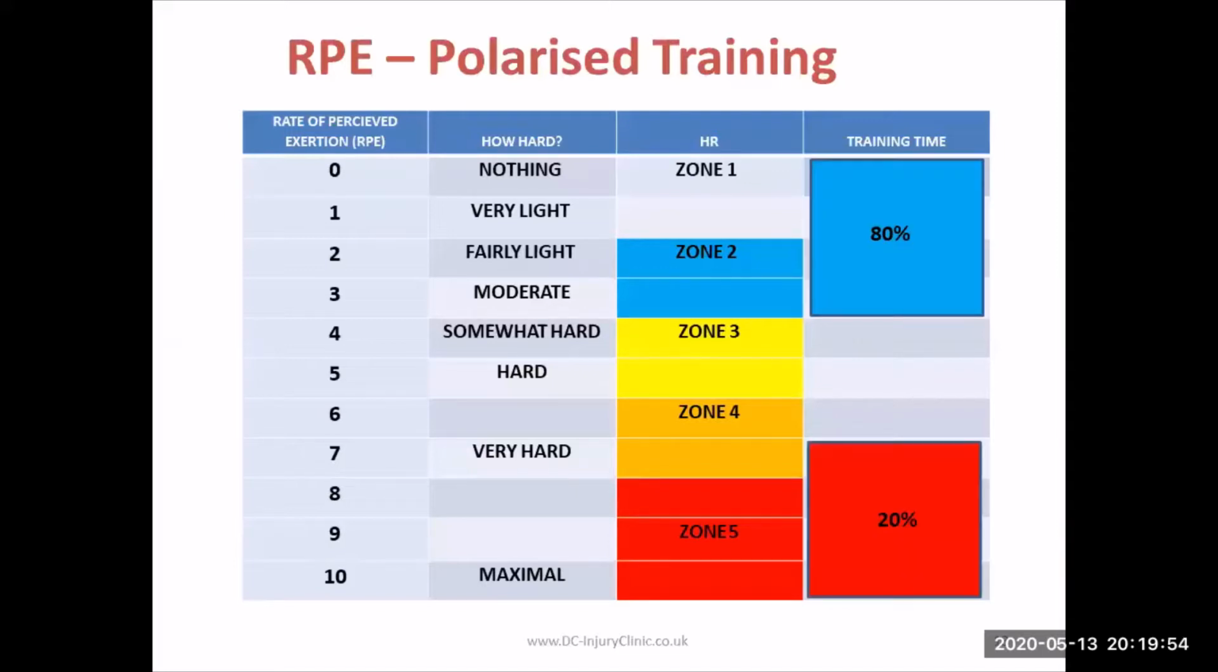So I'd say polarized training looks like this: 80% very, very light or up to moderate, 20% very hard, and nothing in the middle. That almost eliminates all of what we would call tempo runs. This would be our long, slow runs, or our low heart rate runs. I don't use recovery runs. I think the word is oxymoronic to me; you can't recover whilst running. But they are easy runs for 80% of the time, regardless of distance. And then 20% really, really hard.